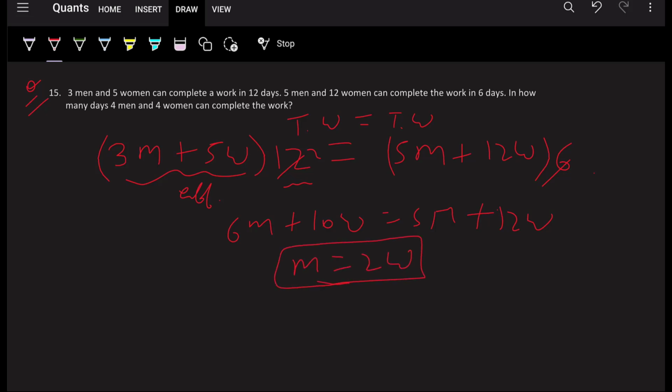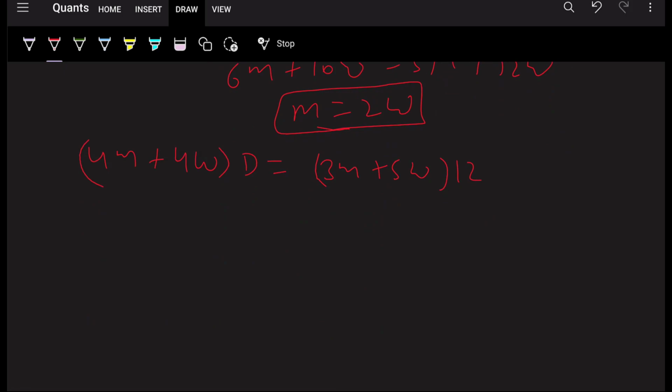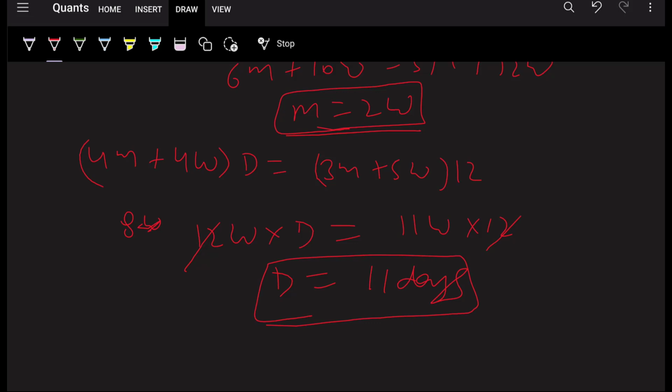Now the question is asking in how many days 4m plus 4w can complete the work, and the work will be 3m plus 5w into 12. Now I will put m is equal to 2w. So it will be 4 into 2, 8w, plus 4w, 12w, into d is equal to 6 plus 5, 11w, into 12. So from here I got d is equal to 11 days. So in 11 days they will complete the work.